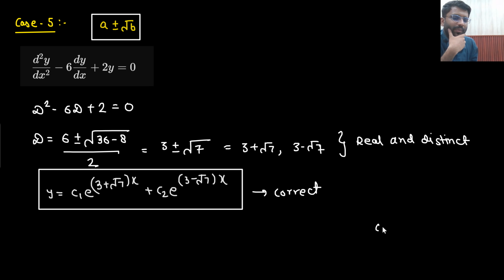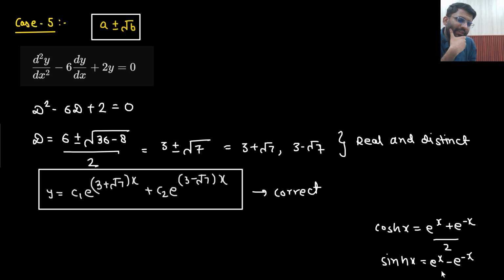Why is that so? Do you remember something? What is cos hyperbolic x? And what is sin hyperbolic x? So we can use something from here. Yes, this is correct, but there could be a better way of writing it down. What is the better way?